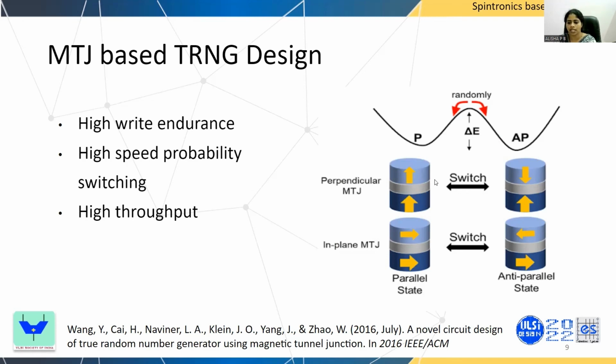It switches within 10 nanoseconds and 100 femtojoules per each bit of generation. So these properties, like high write endurance, high speed probabilistic switching, and high throughput, guarantee the MTJ based TRNG design for next generation applications.